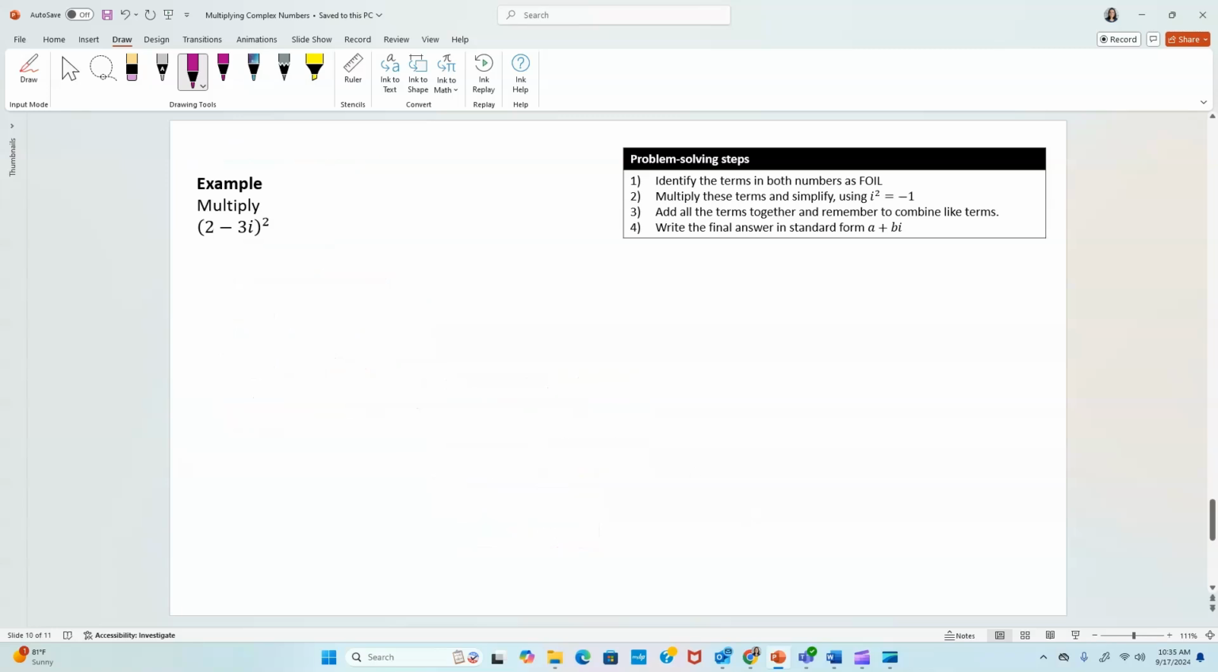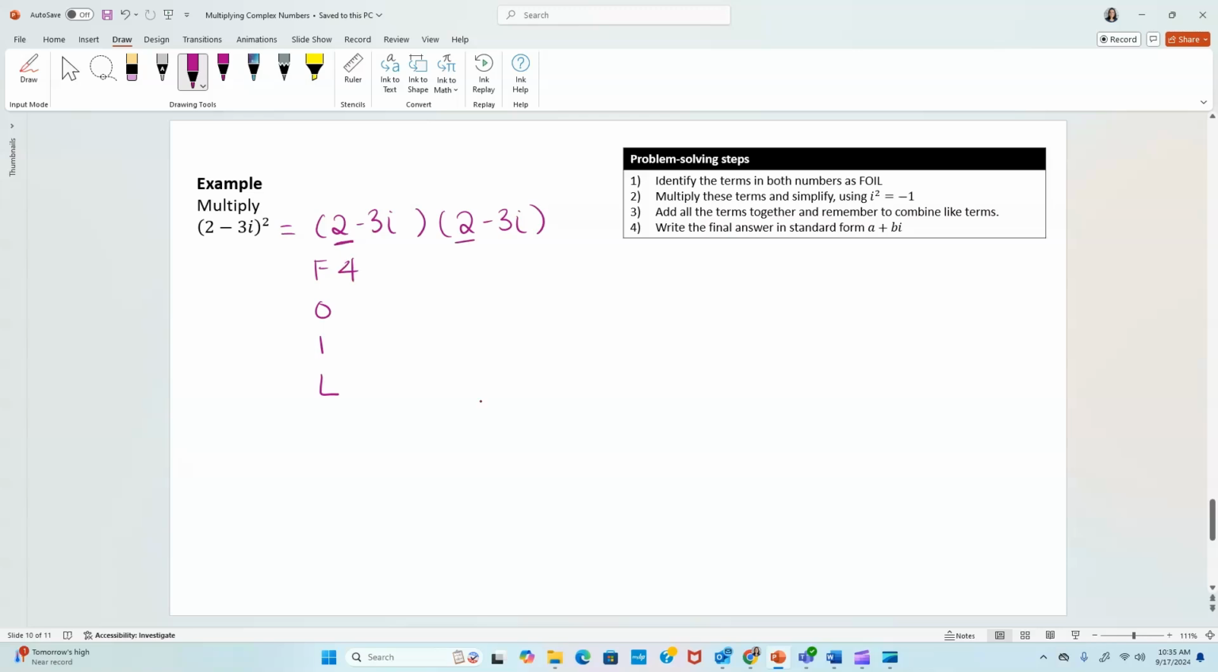Now let's try this example. It says 2 minus 3i, quantity squared. I just want you to remember that when you square something, you're multiplying it by itself. So this is 2 minus 3i times 2 minus 3i. Now let's use FOIL and write out all our terms. First times first: 2 times 2, which is 4.